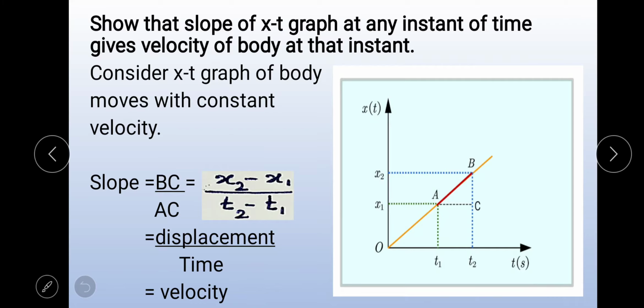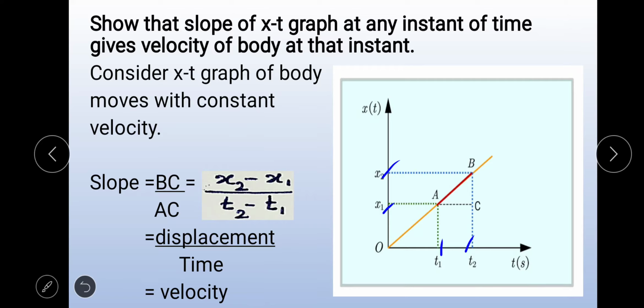Next, this is 3 mark question. Show that slope of xt graph at any instant of time gives velocity of the body at that instant. For that, consider xt graph of body moves with constant velocity. In this graph, x1 and x2 are positions of the body at time t1 and t2 respectively. Means x1 is initial position of the body and x2 is the final position of the body.